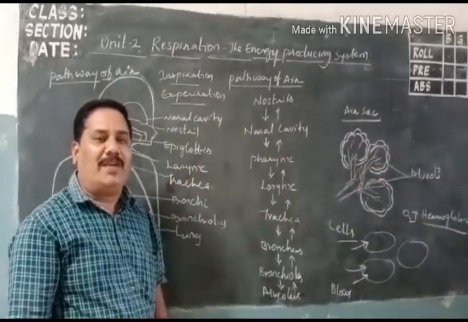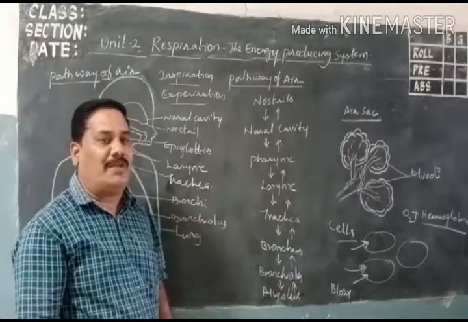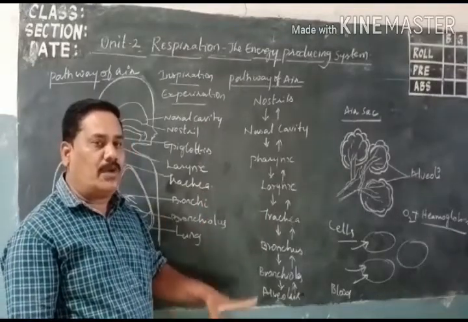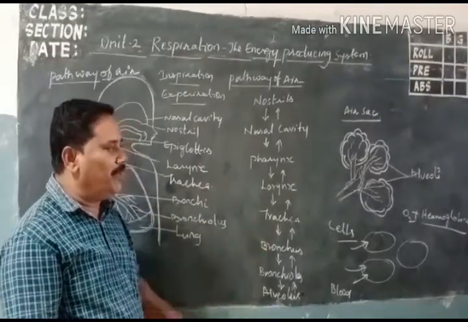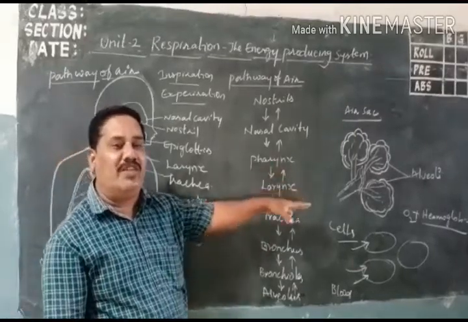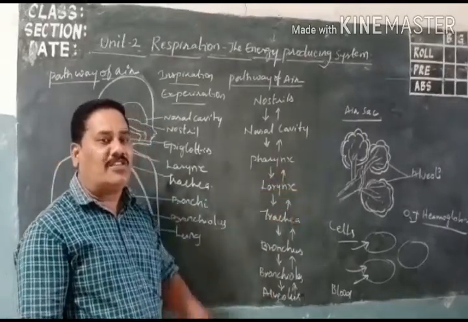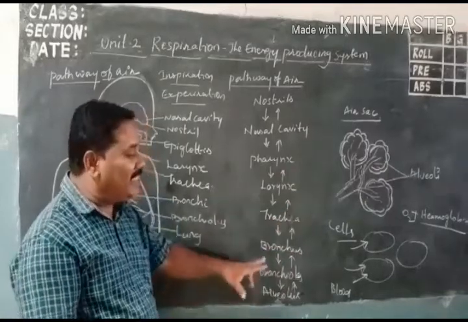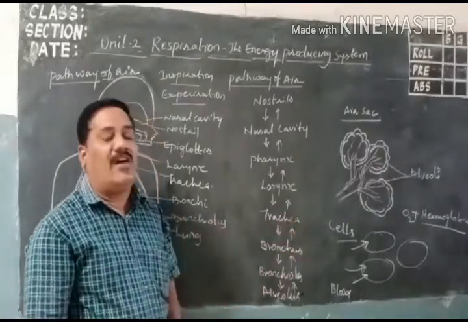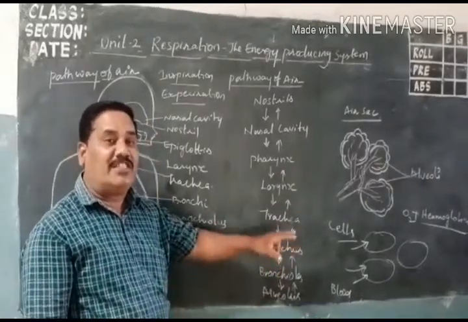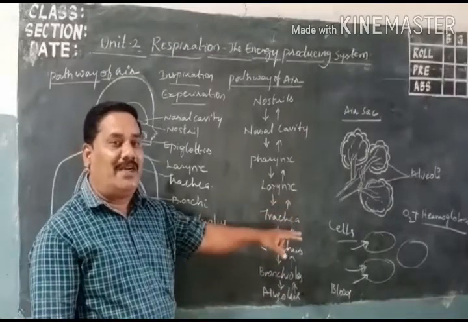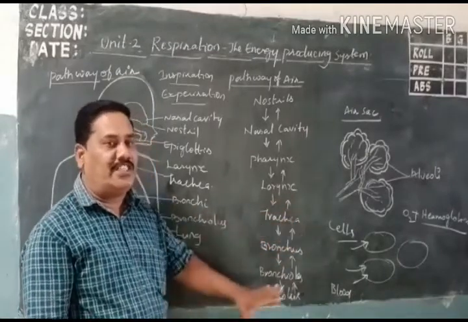What is that blood called? Oxyhemoglobin. Why is the blood called oxyhemoglobin? When oxygen combines with the blood, it is called oxyhemoglobin blood. Each and every cell needs oxygenated blood. Blood combined with oxygen is called oxygenated blood.